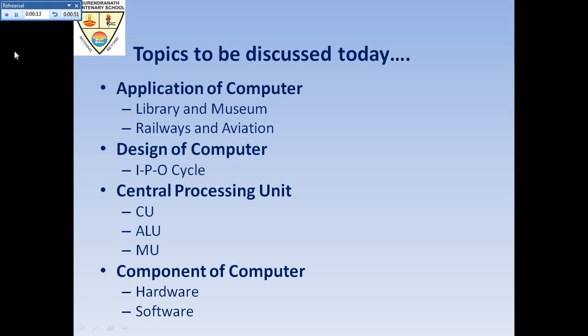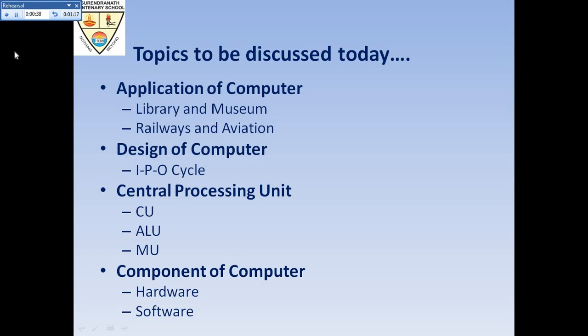In the next topic, that is design of computer, we will talk about how a computer works, where we will try to understand what is the IPO cycle. Then the next topic is the CPU, or central processing unit, how it works, how important it is for any computer, and what the different functional units of CPU are: CU, ALU and MU.